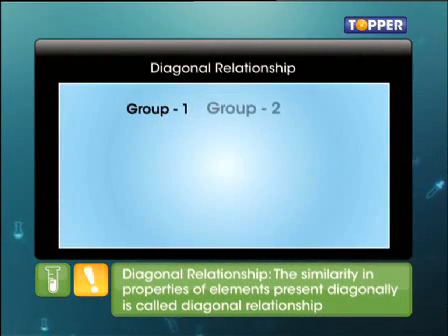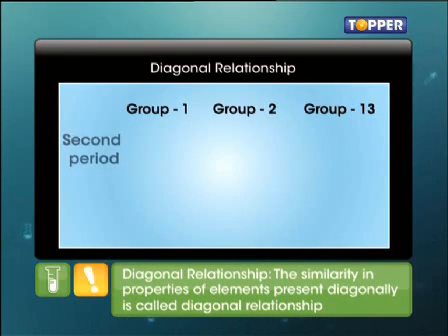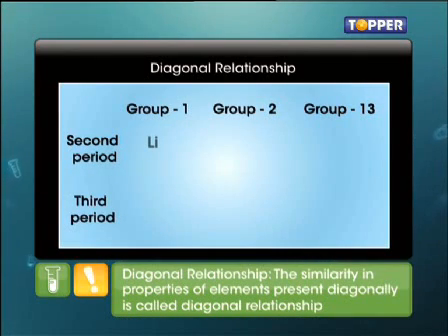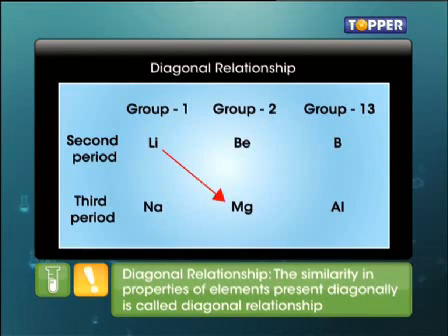Now let's go back to the diagonal relationship. Even though lithium is an alkali metal and magnesium is an alkaline earth metal, they portray similar properties. If you look at the table, you will see magnesium is diagonally opposite to lithium. Therefore, this similarity is known as diagonal relationship. Beryllium and aluminium share a diagonal relationship. Do you know why? Well, let me tell you.